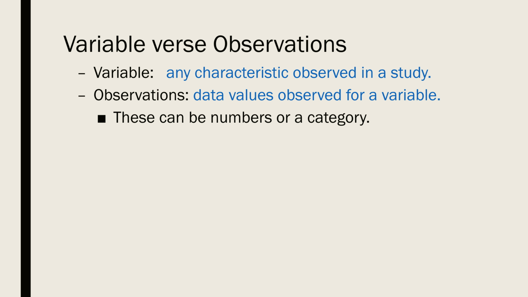Variable is any characteristic observed in a study. Observations are data values observed for a variable. Observations can be numerical value or categorical value.